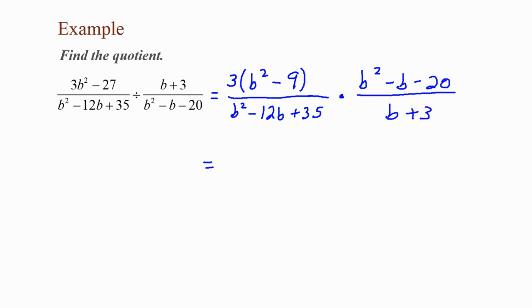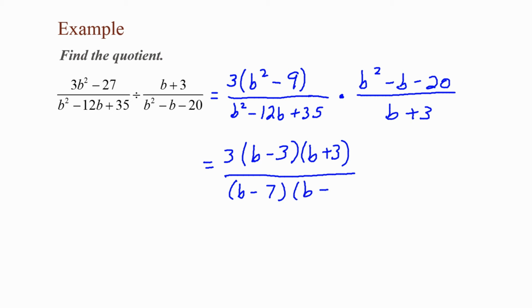I'm going to continue factoring, bring down my 3. b squared minus 9 is b minus 3 times b plus 3, divided by b squared minus 12b plus 35. I need two factors that multiply to be 35 but add to be negative 12: b minus 7 and b minus 5, times b squared minus b minus 20. I need two factors that multiply to be negative 20 but add to be negative 1: b minus 5 and b plus 4. And that's divided by b plus 3.